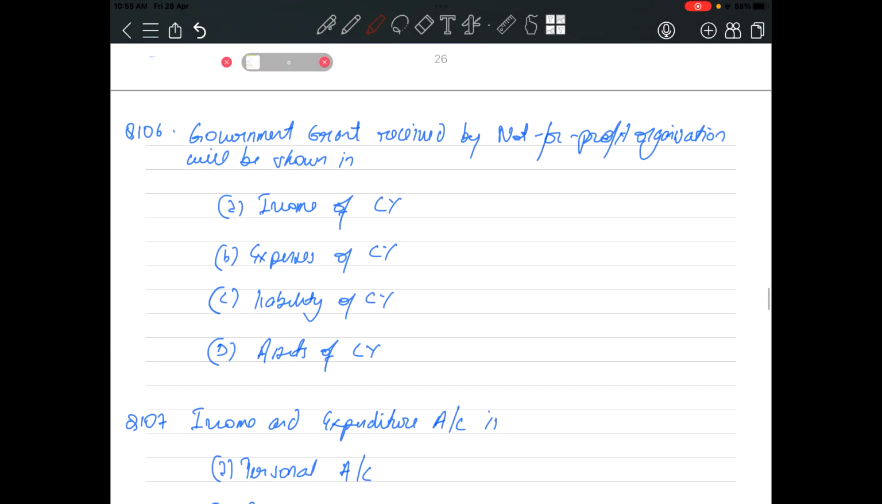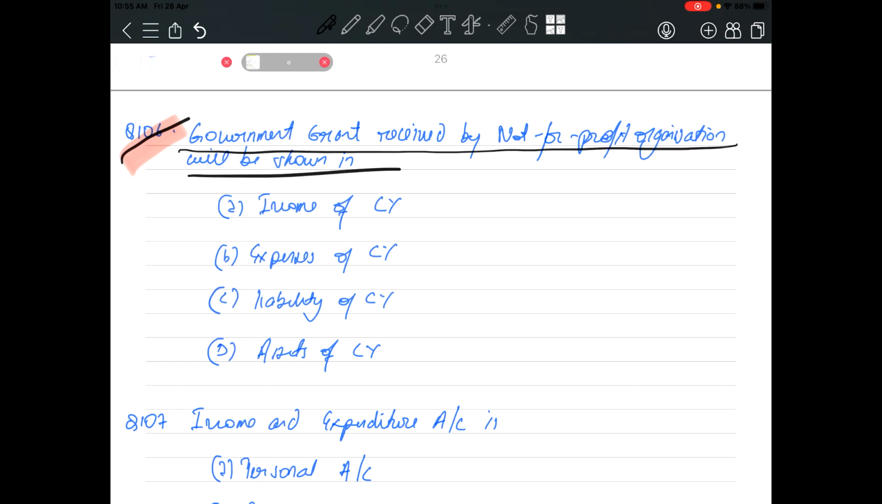Now let's move to question number 106. Government grant received by a not-for-profit organization will be shown in. What is a grant? Let's first try to understand what a grant is. I will dictate, you may write, or you can refer to page number 593 of your textbook. 593 for Mizoram board students.